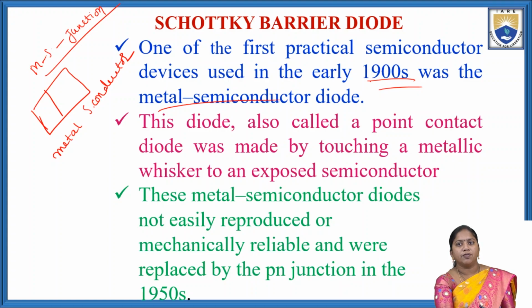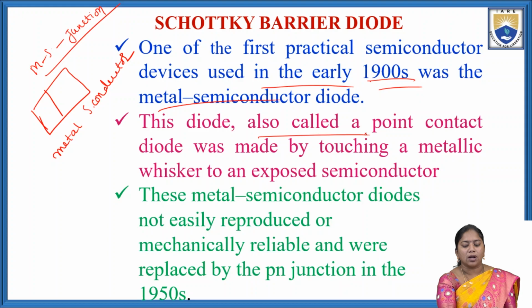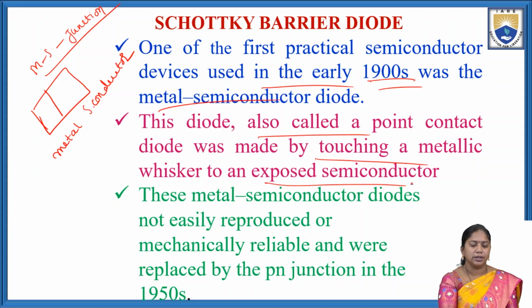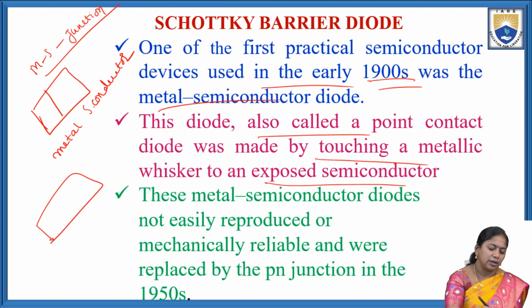These diodes are also called point contact diodes. They are made by touching a metallic whisker to the exposed semiconductor. If you take one metal and one semiconductor, this is the metal and this is the semiconductor.